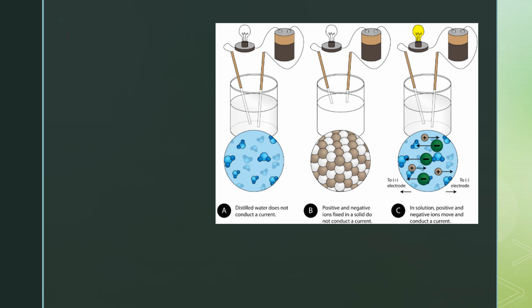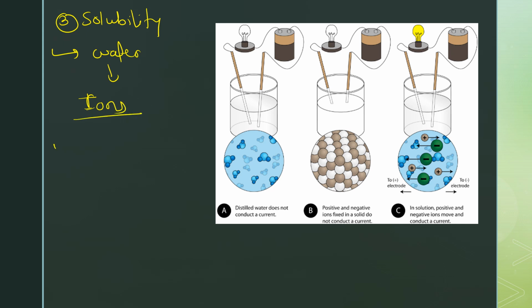So our next property is solubility. All ionic compounds are soluble in water. That's why they can show the ion formations, right? But they are insoluble in what? Kerosene and petrol.